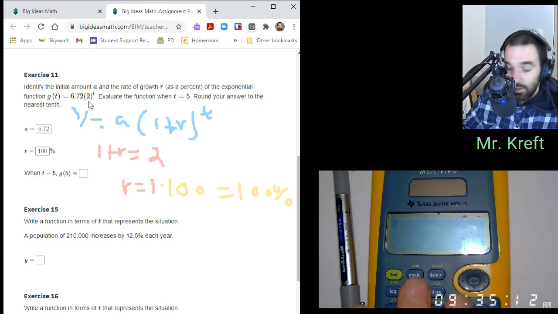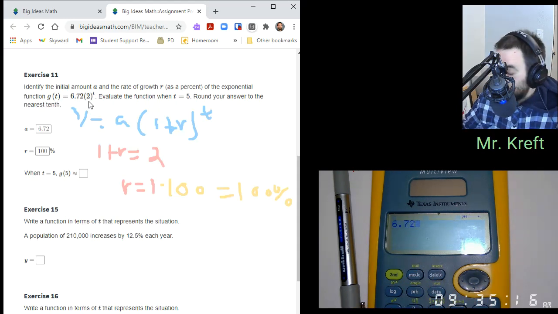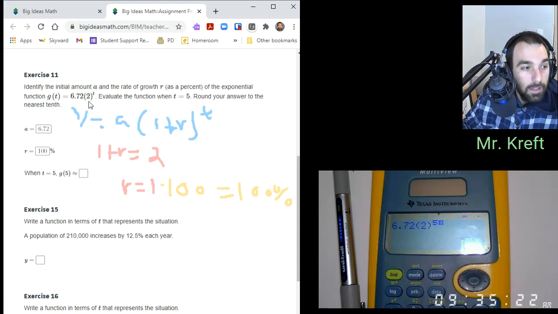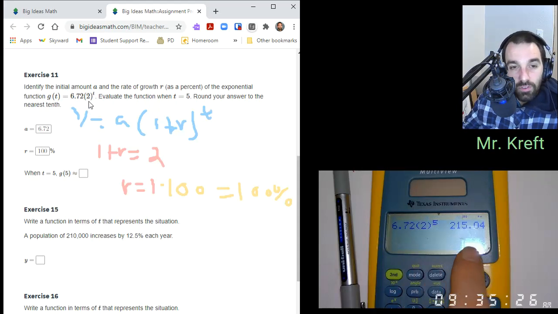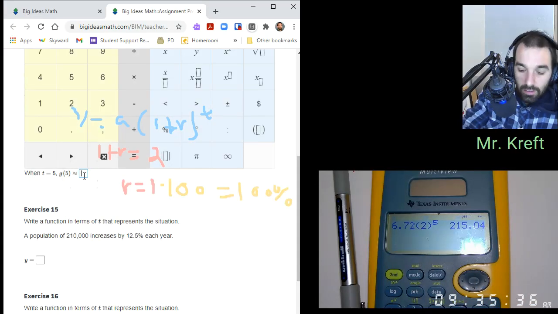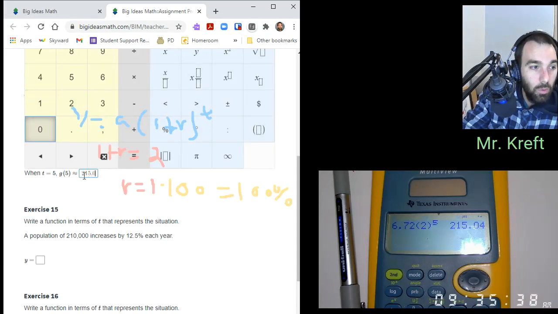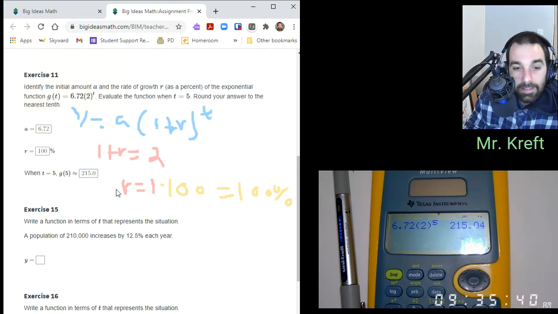And then if I want to get the value when t equals 5, I'm going to type in this exact equation. The equation is 6.72 multiplied by 2, and then I'm going to raise that to the 5th power. Okay, so I hit that. And then it says round the answer to the nearest 10th. The nearest 10th is the first decimal. I look over to the right, and that's not 5 or higher, so I'm going to keep the 0. So when I type this in, it's going to be 215.0.